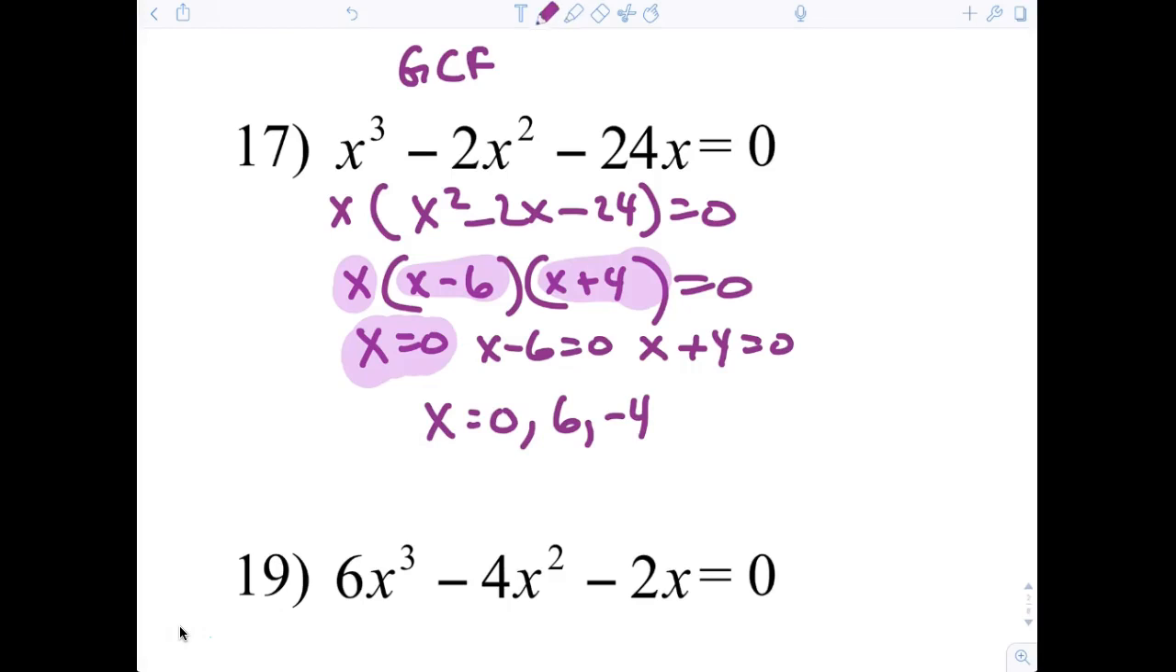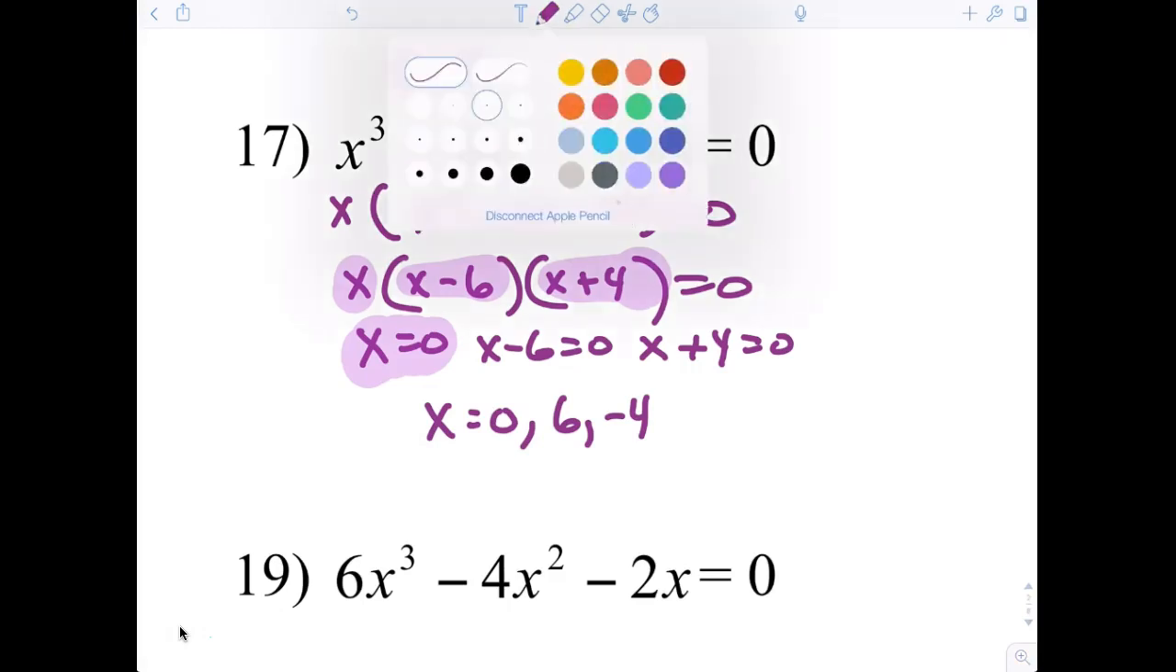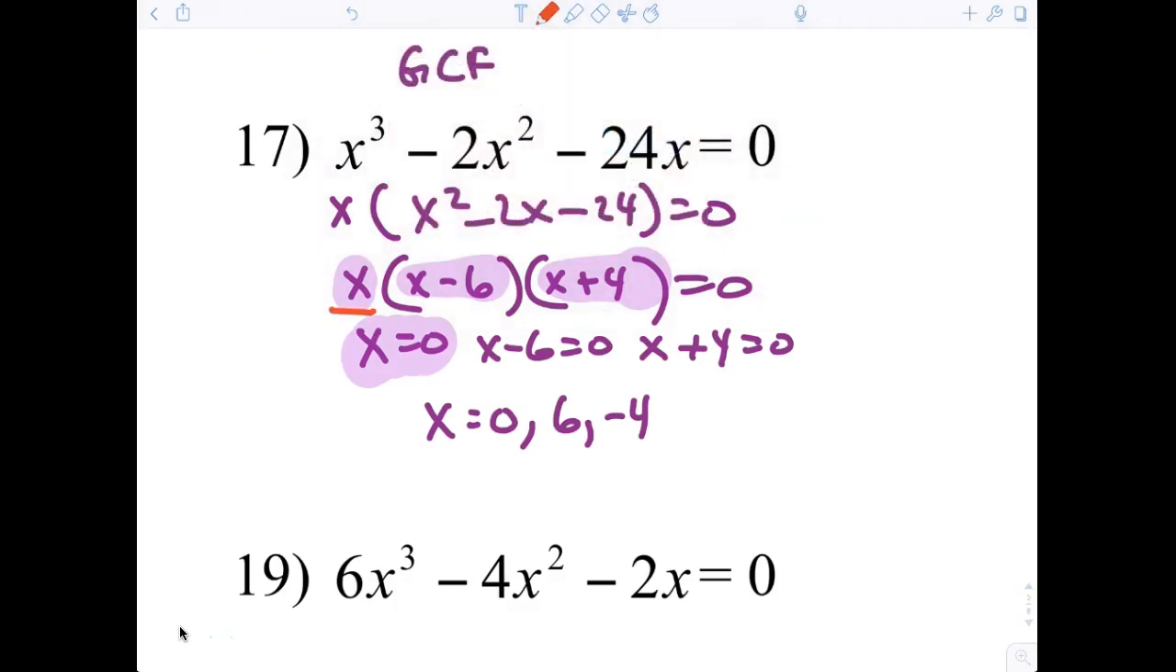Look, one more time now. Pay attention. This is a factor, right? This is a factor, right? This is a factor, right? What did I do to those three factors? Very good. I set them equal to 0.